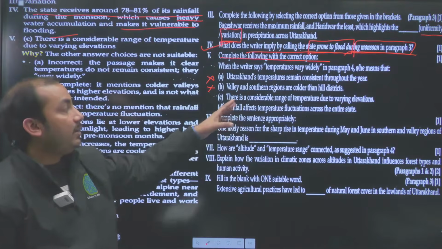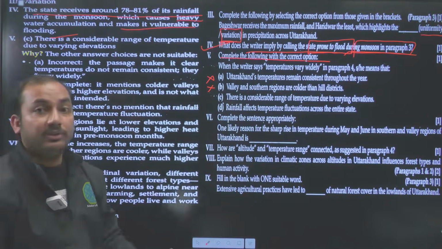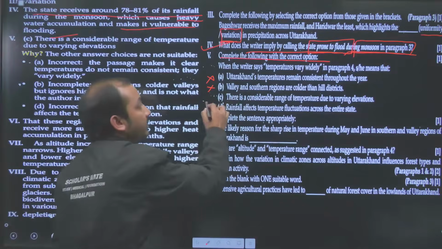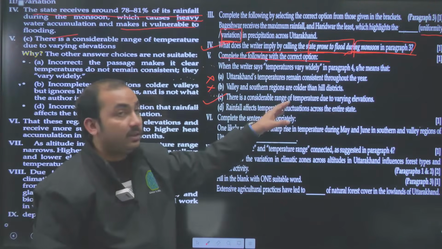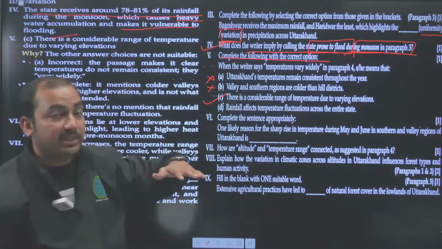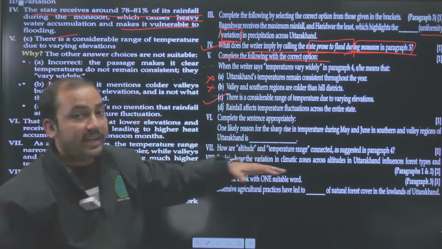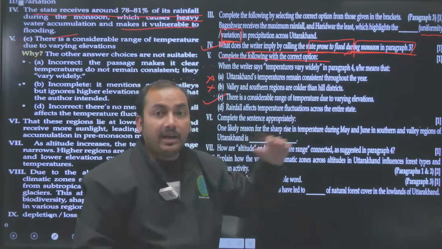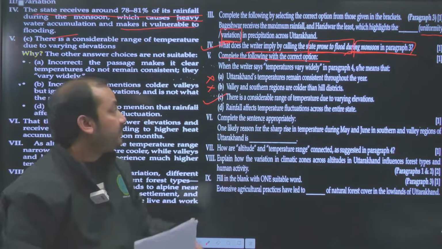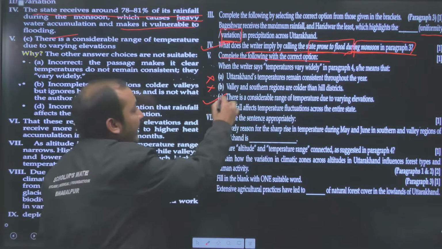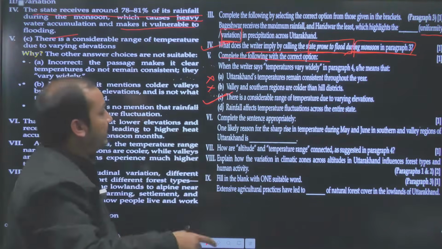There is a considerable range of temperature due to varying elevation. Yes, this point was mentioned. When we read the entire passage, we'll get to know that there is a considerable range of temperature, meaning the temperature and its range is varying, different because of their elevations, meaning height. So the correct answer for this question is C.